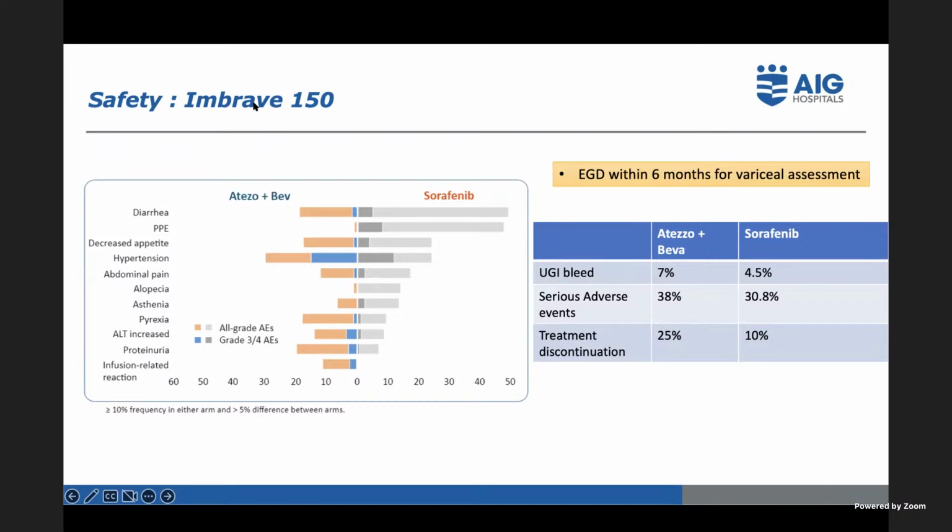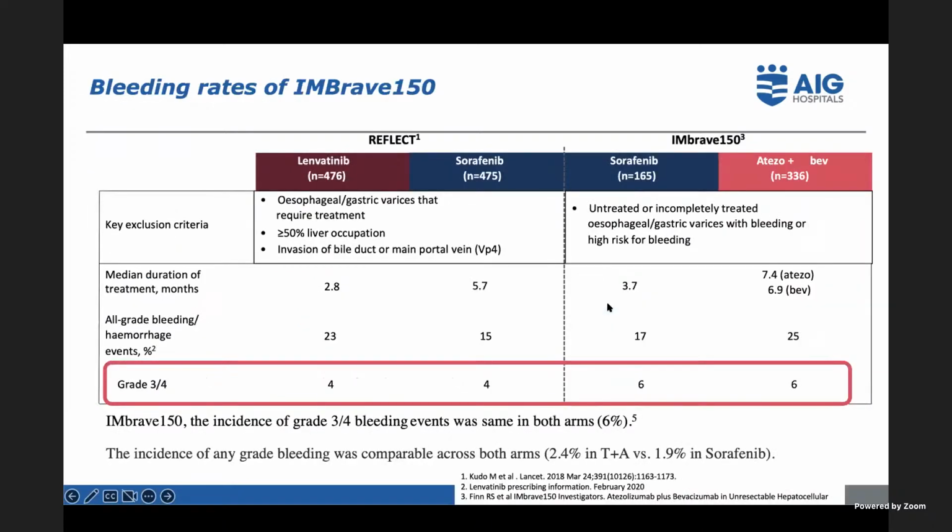In this study, before they enrolled the patient, all patients had an endoscopy around 6 months before for the varices assessment, though now the guidelines say it may not be an extreme necessity to do it. The bleeding rates of grade 3, grade 4 were similar in the lenvatinib and the sorafenib, and when you compare it parallelly with the atezo-bevar group, it is around 6%.